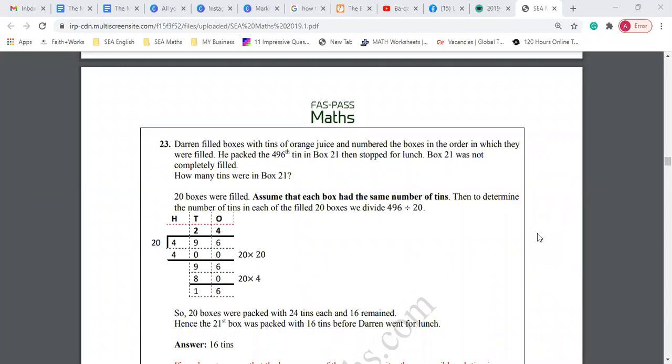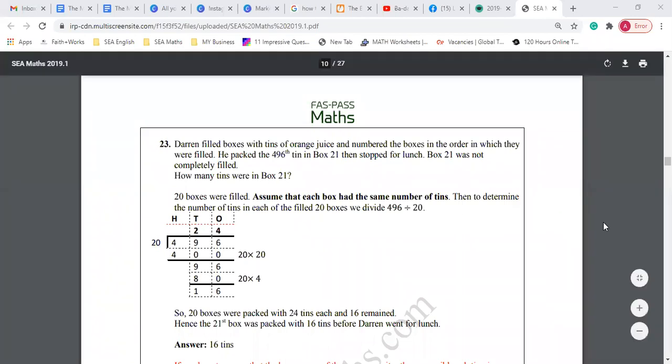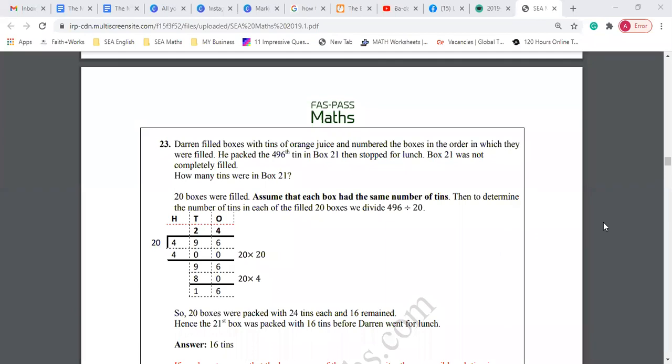All right, so everyone's back. Let's look at the solution here, because that was a tricky one.